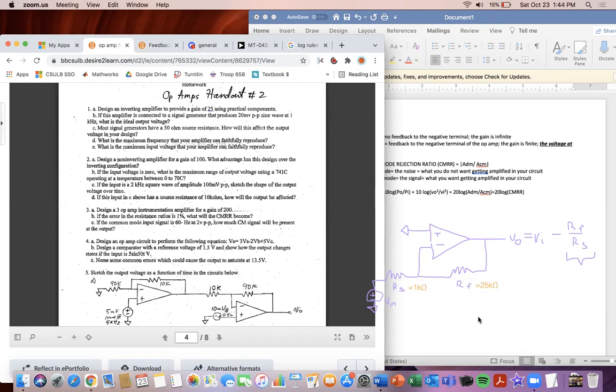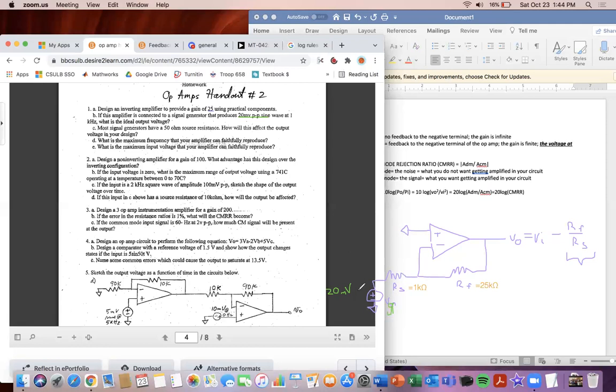And now that I know those for my ratio, let's look at part B, because the gain is RF over RS, which is 25. If this amplifier is connected to a signal generator that produces a 20 millivolt peak-to-peak sine wave at 1 kilohertz, what is the ideal output voltage? Okay, let's look at this. For this part, I have a 20 millivolt peak-to-peak sine wave. Remember how they said the generator is what voltage you're putting into the circuit, what's getting generated. So I can rewrite this instead of V in, I can say VG here, for the voltage generated.